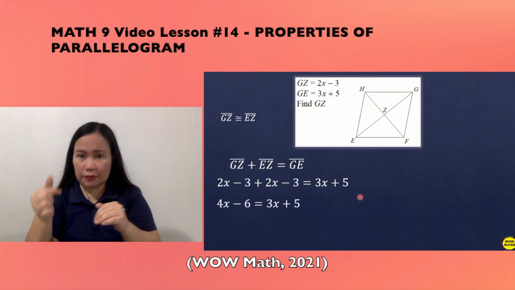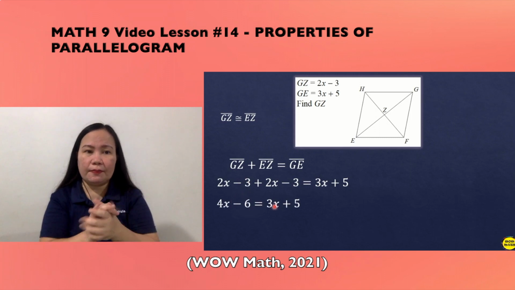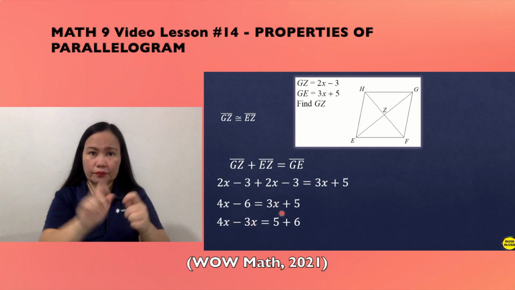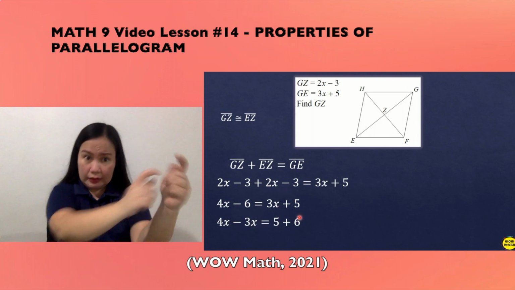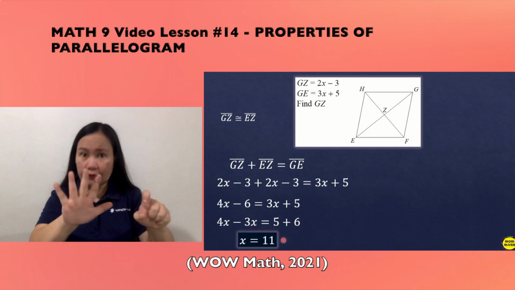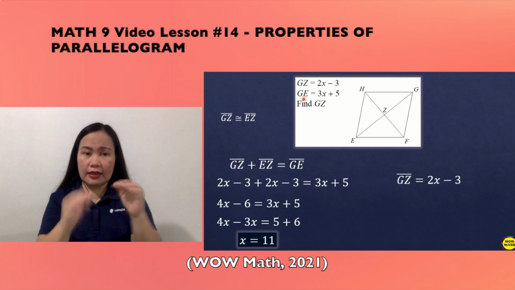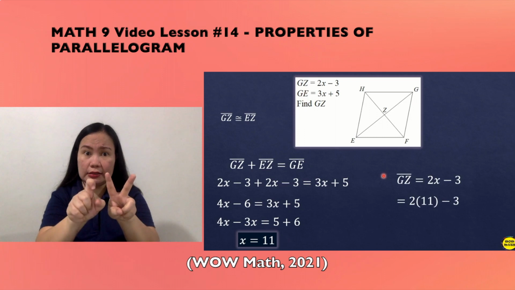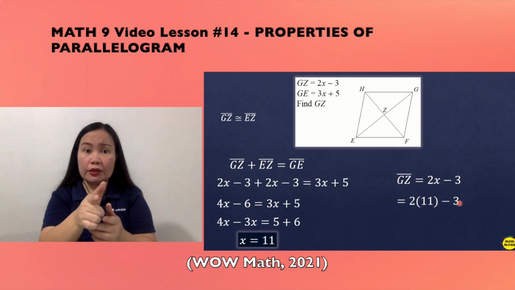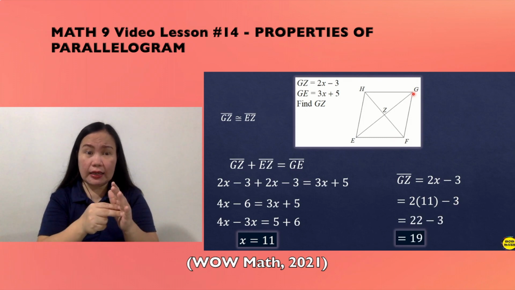Then, combine similar terms. So, 4x, so negative 3 minus 3, that is negative 6, is equal to 3x plus 5. Lipat natin si 3x sa left side. So, 4x minus 3x. And then 5, lipat si negative 6, that is plus 6. So, therefore, 4x minus 3x, that is x. 5 plus 6, that is 11. So, yung value ng x natin is 11. So, makukuha na natin yung value ng GZ. So, substitute lang natin yung value ng x, that is 2 times 11 minus 3. And 2 times 11, that is 22 minus 3. The answer is 19. So, ibig sabihin, ang sukat nito ay 19.